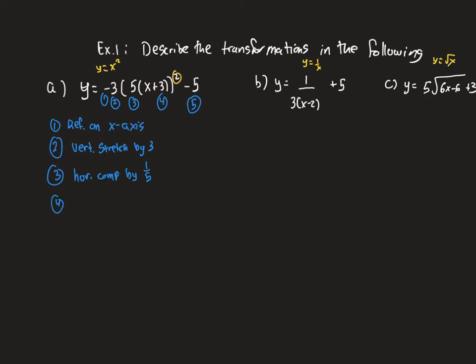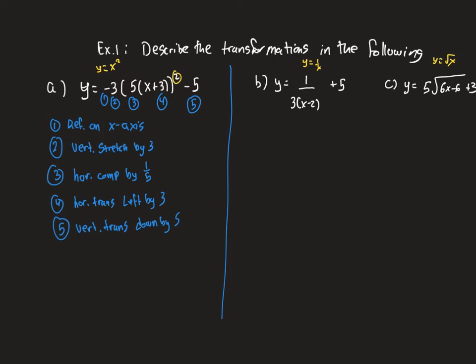I see here a 3, and it's a positive 3, so I know this is a horizontal translation to the left by 3. And finally, I see a negative 5 on the outside, so this is a vertical translation down by 5. Okay, let's take a look at the second one.